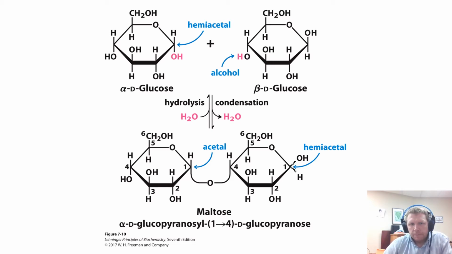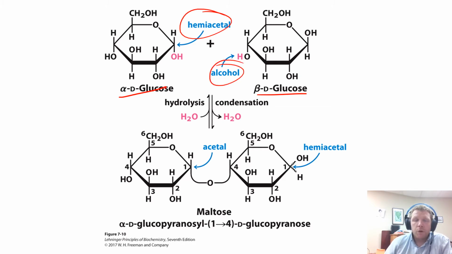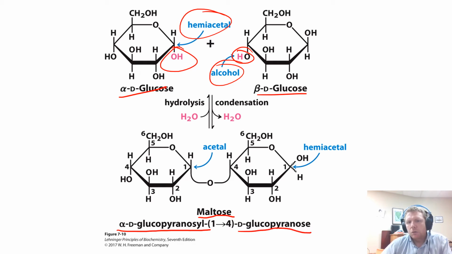So here's what we've got. Glucose. We've got the hemiacetal, we've got an alcohol. Previously what we were talking about, the cyclization formed that hemiacetal. So we've got alpha D glucose and beta D glucose, both with hemiacetals present. Now, what we're going to see take place is a condensation reaction where our hemiacetal is going to react with the alcohol to form an acetal. Okay, so the result is this maltose molecule where we've got alpha D glucopyranosyl 1,4 D glucopyranose.